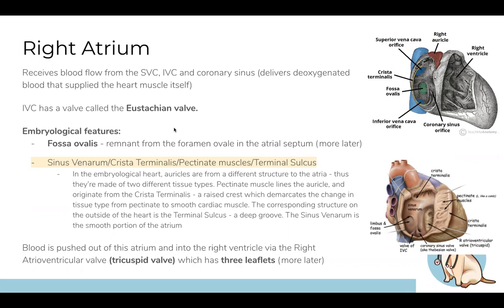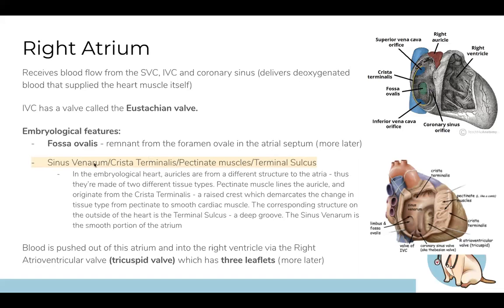Now, embryological features. This is where it can get a little bit confusing. And you're probably wondering, what are all these words? And to be honest, same, I had to Google all these. You only really have to know this to answer the questions in the anatomy book. And then I don't think they'll ask too many questions about it on the exam. It's just like, I don't know, fun fact. But it does help to kind of understand it all. So the fossa ovalis, as I said, remnant from the foramen is like an embryological thing. We'll explain that later.